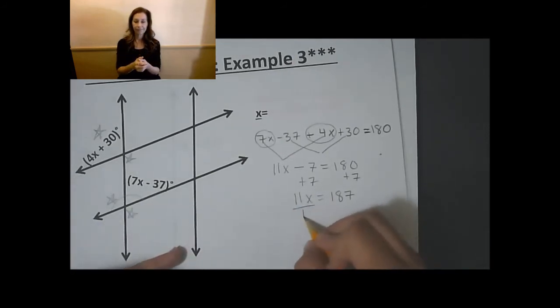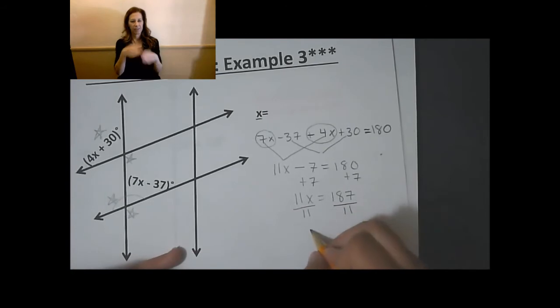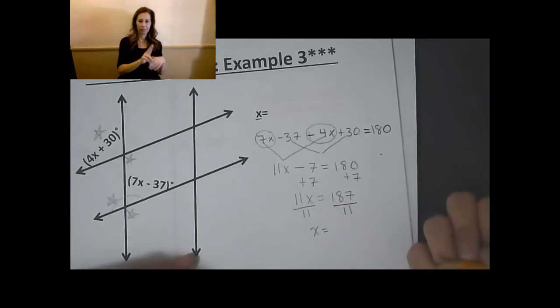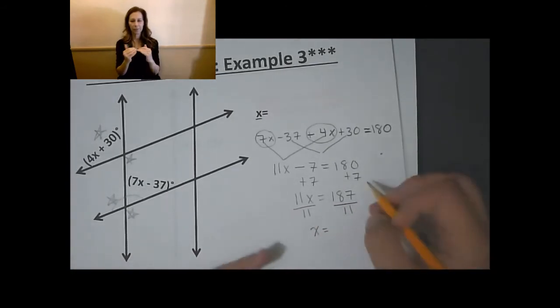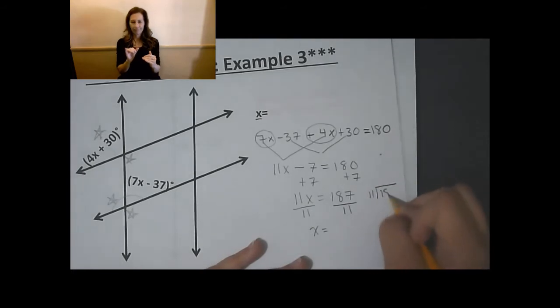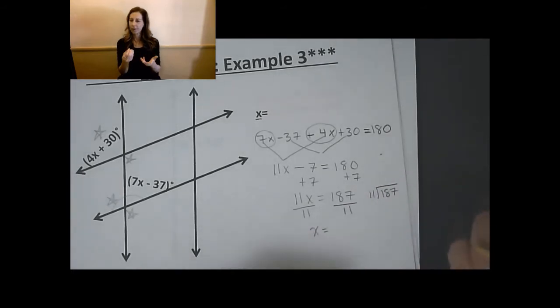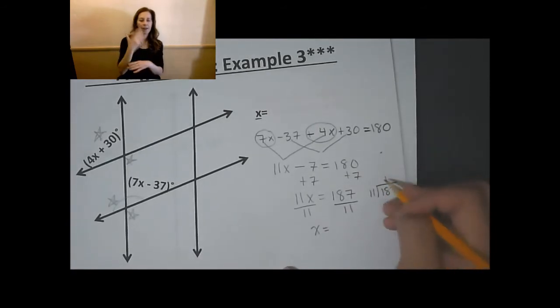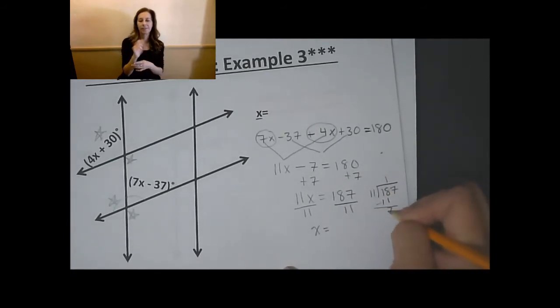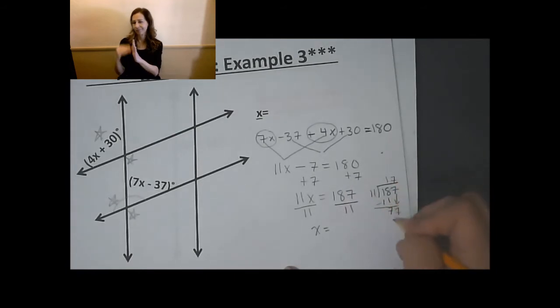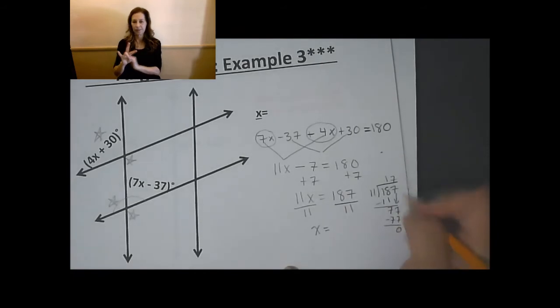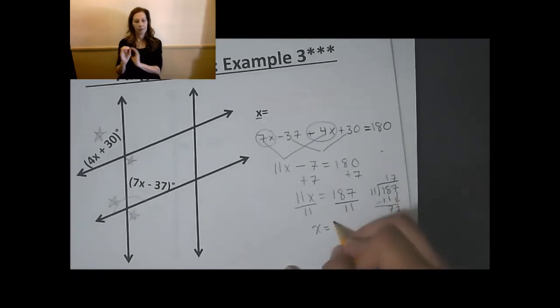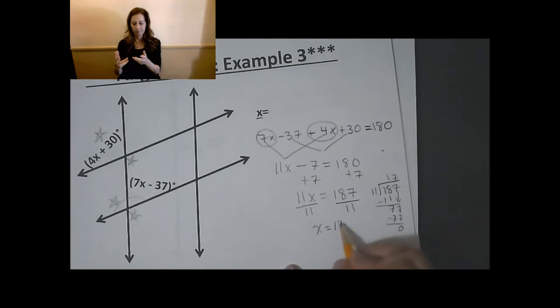Now I'm going to divide by 11. Divide by 11. X equals, I don't really know that. So you could do long division to figure it out. But I know the answer is going to be 17. If you just do the work, 11 goes into 77 7 times, then that gets me 77, 0, nothing left to bring down, so 17.